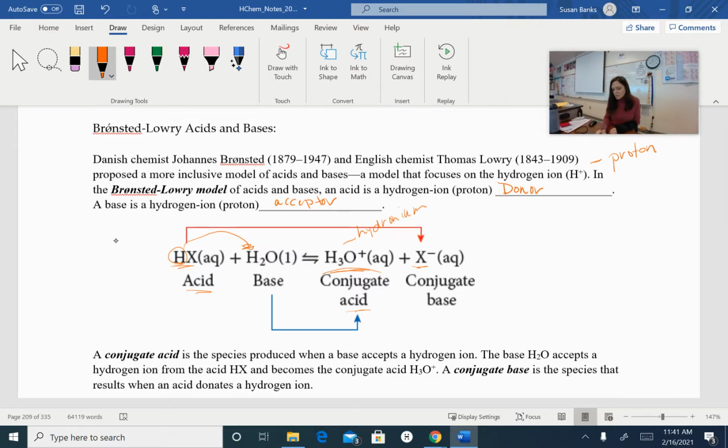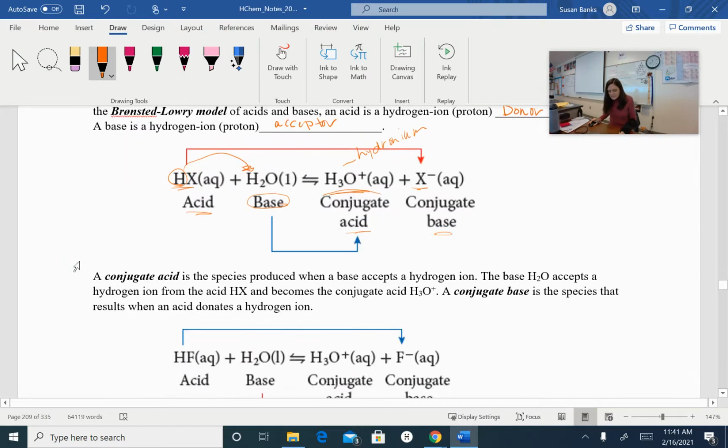And then notice whatever accepts that proton is called the base. And the ion that is left over after that hydrogen or that proton is donated is called the conjugate base. Okay? So a conjugate acid is the species produced when a base, notice the water, accepted that proton or that hydrogen ion. So the conjugate acid is H3O, the hydronium ion.